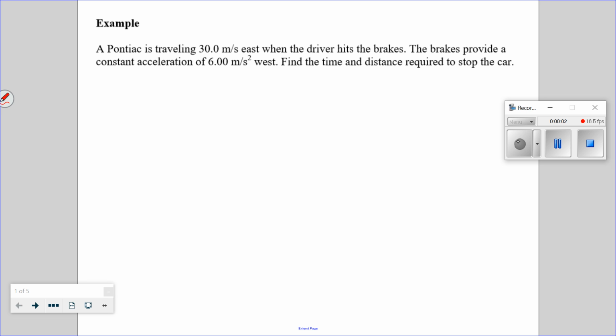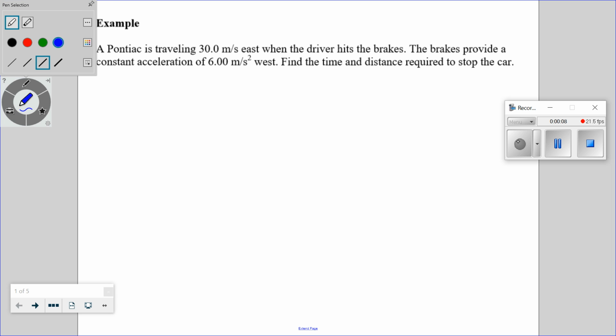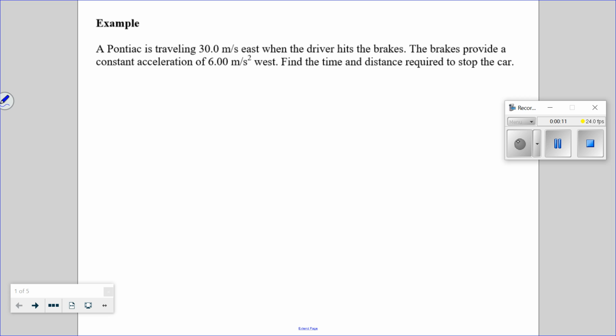Okay, so we'll try these out and we'll get a quick lesson on things falling, since that's one of our easiest and best things to study in honors physics. Let's see. So one car is traveling 30 meters per second east. When the driver hits the brakes, they provide constant acceleration of 6 meters per second west. Find the time and distance required to stop the car.